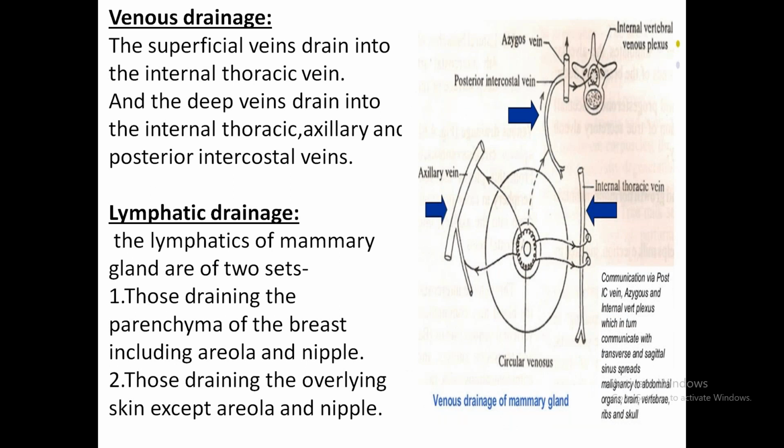Venous drainage of the breast. The superficial veins drain into the internal thoracic vein, and the deep veins drain into the internal thoracic, axillary and posterior intercostal veins. Lymphatic drainage.